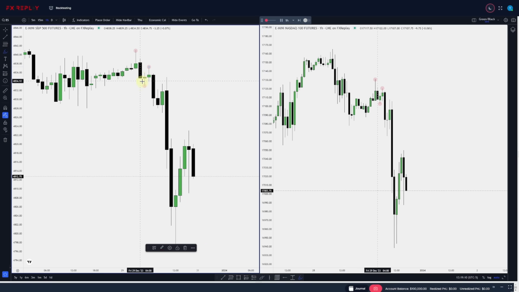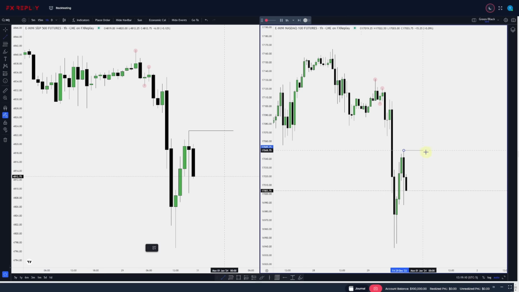You can see how these are correlated assets, which are the S&P futures and NASDAQ futures. You can see we go down, make a low, a high, and we continue lower. So these are correlated assets. Just looking at the current price action here and marking out this high, if one is going to make a higher high, we'd expect the other to make a higher high as well. Let's see what happens.